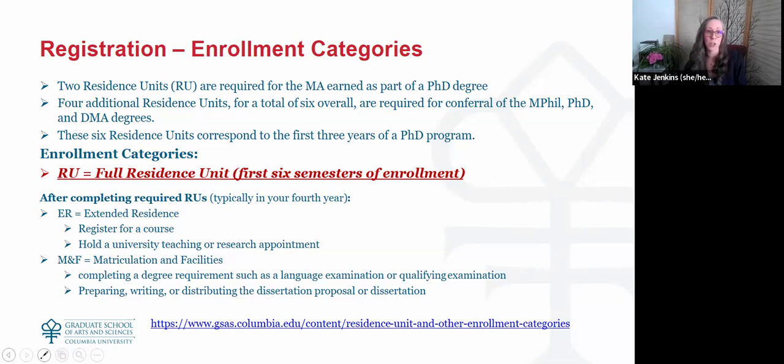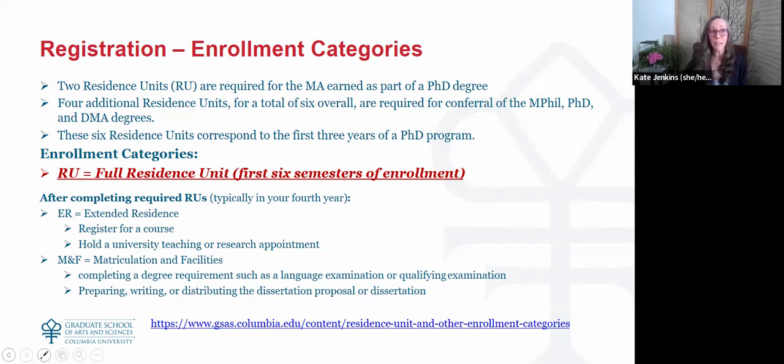You need 2 full residence units to earn the master's degree and 6 for the PhD, which means, again, for the first 6 semesters that you're enrolled, you're going to enroll in this registration category called full residence unit. In future semesters, when you're on your dissertation fellowship, for example, you'll have a different enrollment category, but know for now, for the next 6 semesters, you're going to enroll in this full RU.